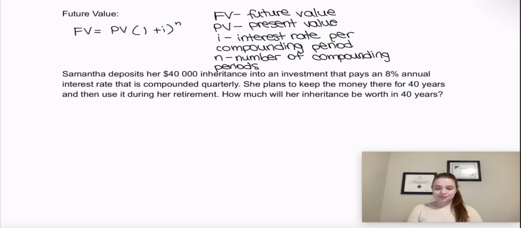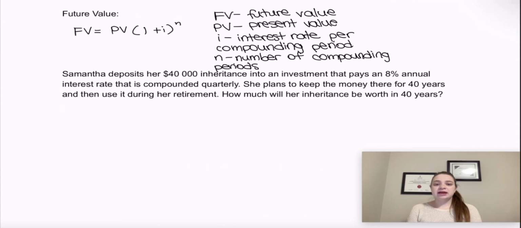Welcome back, everyone. Today, we are going to be talking about the time value of money. We'll specifically be focusing on future value today, which means how much a certain dollar amount that we have today is going to be worth at some certain period in the future.